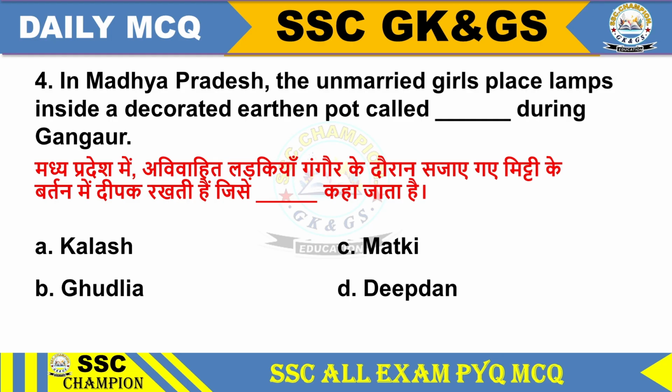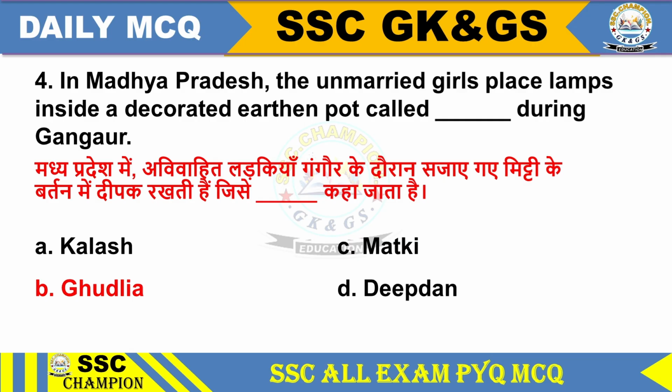Question 4. In Madhya Pradesh, the unmarried girls place lamps inside a decorated earthen pot called what, during the Gangaur? Option A, Kalash. Option B, Gadliya. Option C, Matki. Option D, Dibdan. Right answer, option B, Gadliya.